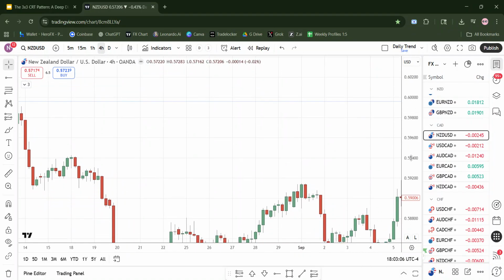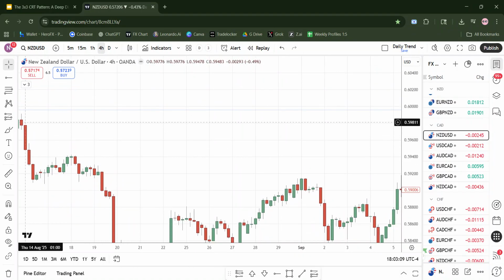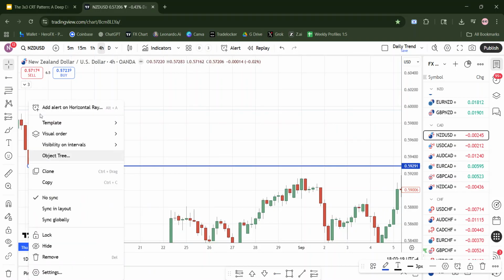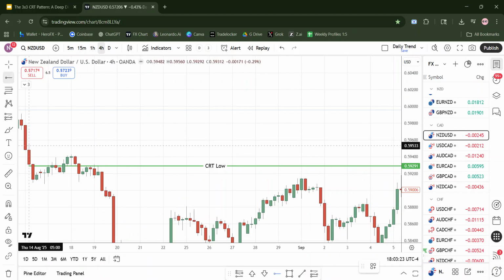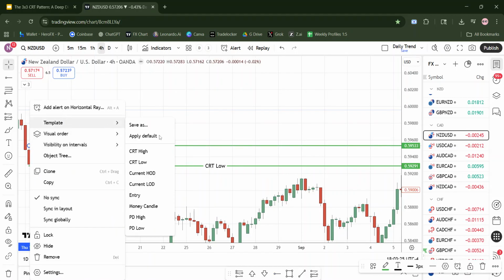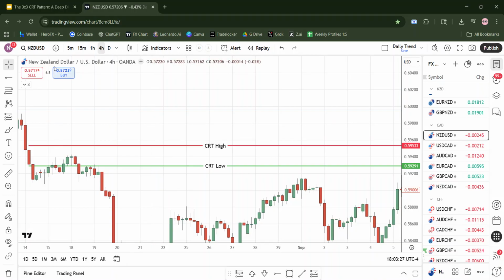There we go. We're looking at this price action right here. This is candle 1, candle 2, candle 3. All right, so this is my range candle right here. Candle range low, candle range high. Okay, let me do my reference.